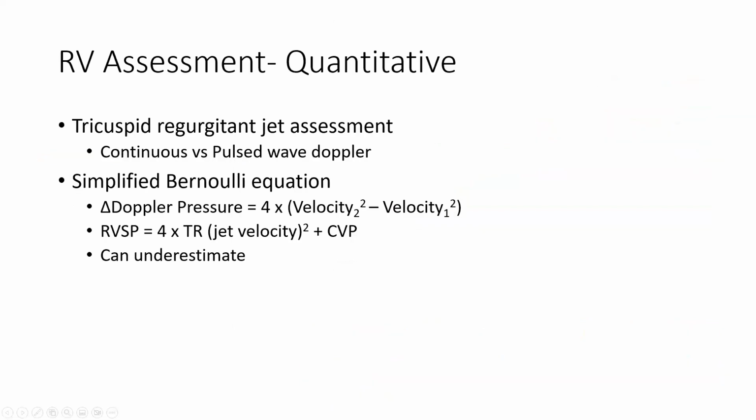The next quantitative measure we'll look at is estimation of right ventricular systolic pressure. So using velocity from the right tricuspid regurgitant jet, we can translate that into pressure using Bernoulli's equation simplified. So you get the velocity of the jet, you square it, multiply by 4, and then add that to your estimated CVP to get your right ventricular systolic pressure. We do this using continuous wave Doppler, and we'll talk about that now.